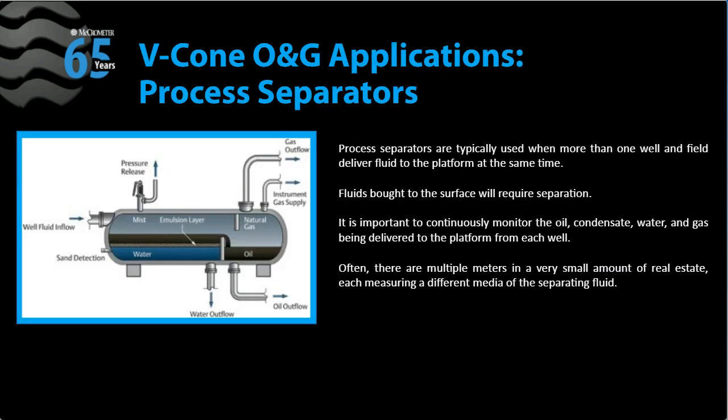So when it comes to process separators, they're typically used when more than one well and field deliver a fluid to the platform at the same time. Now, the fluids that are brought to the surface will require separation, and it's important to continuously monitor the oil, condensate, water, and the gas that's being delivered to the platform from each well. Often there's multiple meters in a very small amount of real estate, with each measuring a different media of the separating fluid.